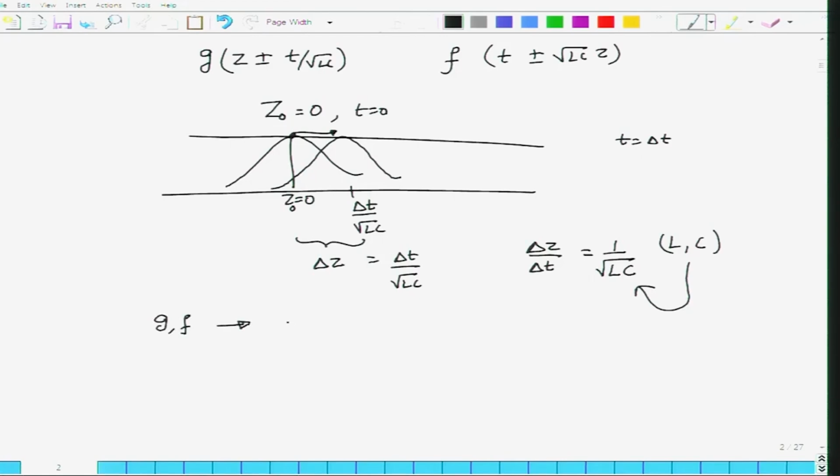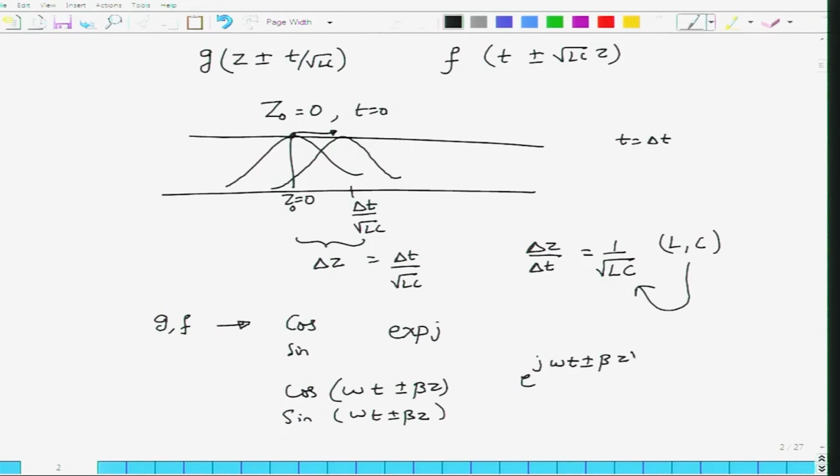These functions that we would want to specialize are the trigonometric functions cos or sine, or equivalently the complex exponentials. So I would like us to consider functions of the form cos(omega t plus or minus beta z). Your cos can also be sine with the argument omega t plus or minus beta z, or we will consider the corresponding complex exponentials, e power j(omega t plus or minus beta z).